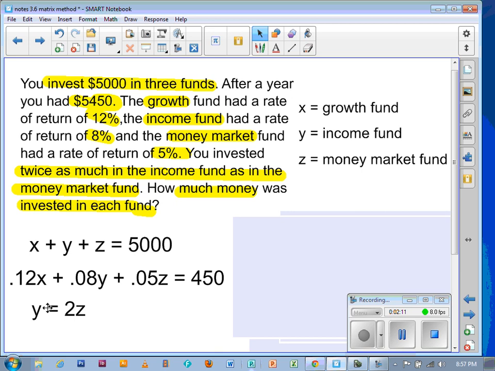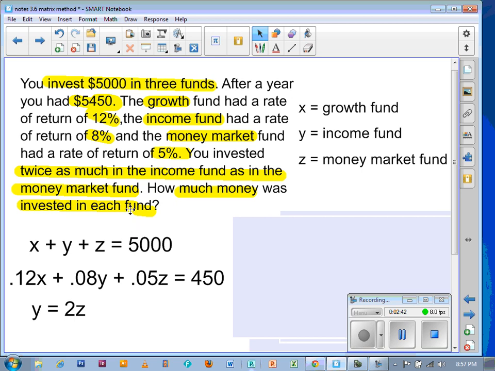The top equation, X plus Y plus Z equals 5,000, simply says that you are investing $5,000 in all three funds. It's the three funds added together that give you this total amount. The second equation calculates the interest earned. Hopefully you remember that 12% as a decimal is 0.12. If we take that times X, the amount we have in the growth fund, we'll calculate the interest earned.